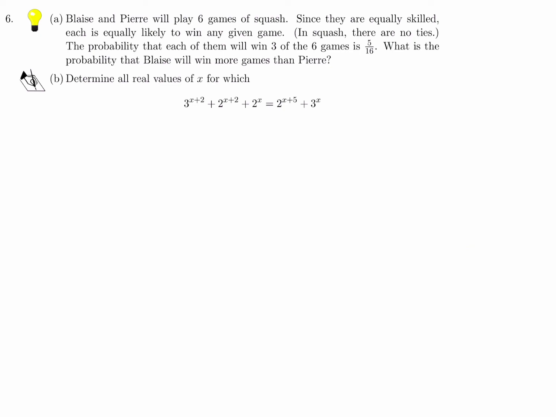Blaise and Pierre will play 6 games of squash. Since they are equally skilled, each is equally likely to win at any game. In squash, there are no ties. The probability that each of them will win 3 of the 6 games is 5 over 16. What is the probability that Blaise will win more games than Pierre?